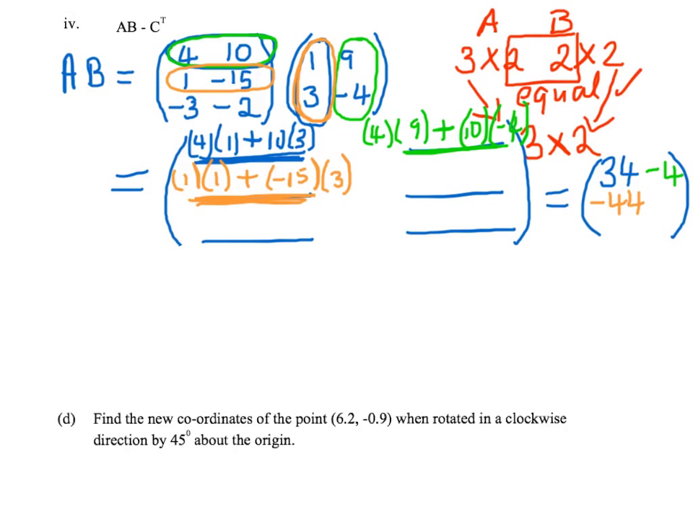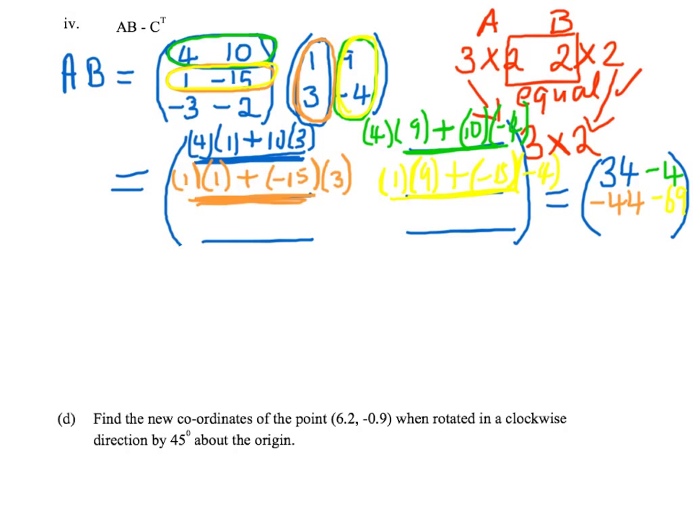Working out the next entry, which is in the second row, second column, again I take the second row of the first matrix and I multiply it in this case by the second column of the second matrix. So what I get is that it's 1 multiplied by 9 plus minus 15 by minus 4. And that gives me 69.